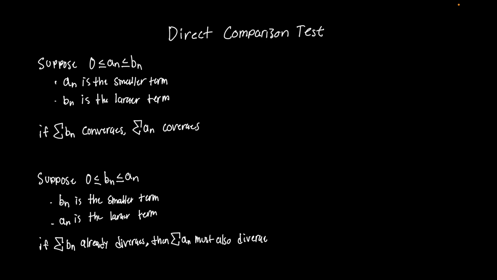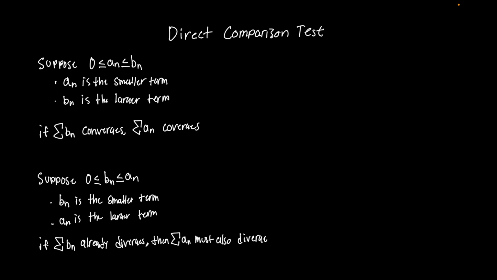Now we have our second one, which is for proving divergence. Say you have 0 is less than or equal to b sub n, which is less than or equal to a sub n. In this case, b sub n is the smaller term and a sub n is the bigger term. So if the smaller series b sub n already diverges, then the bigger series a sub n must also diverge.